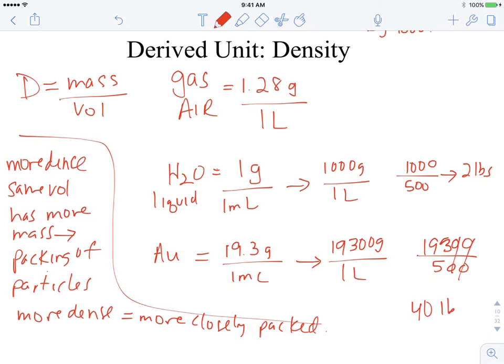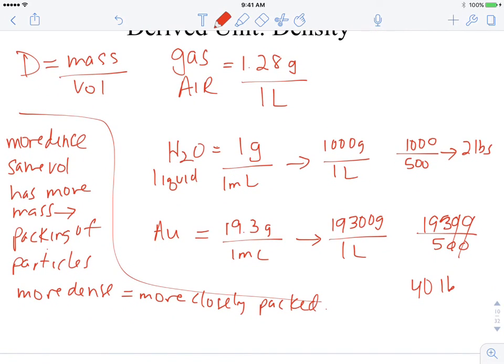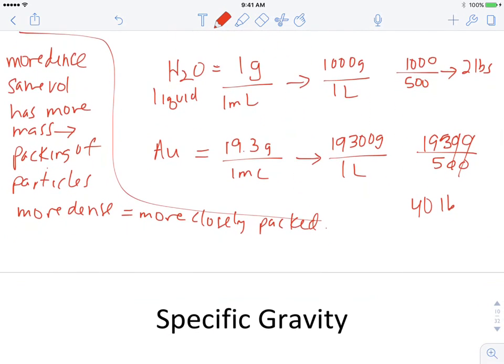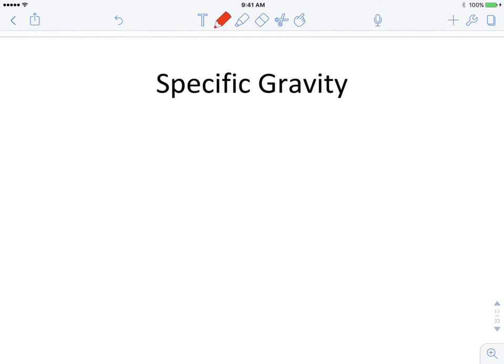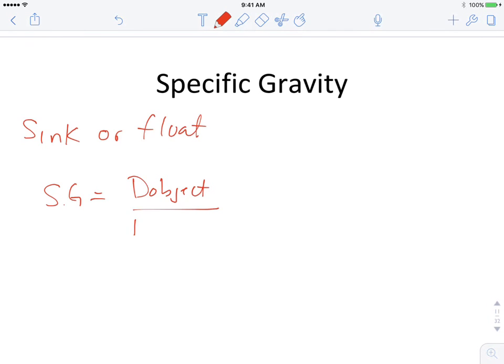This may seem like common sense to you, but a few years ago they had a Regents question like this, and they wanted you to really break it apart and state the packing of particles and how it affected density. Now there's another unit that we use, which I want to go into before we end the video, and that's specific gravity. Specific gravity is basically like a sink or float type of unit. What we do for specific gravity is we say that specific gravity is equal to the density of the object, whatever it is, divided by the density of a standard. Generally, this standard is water.